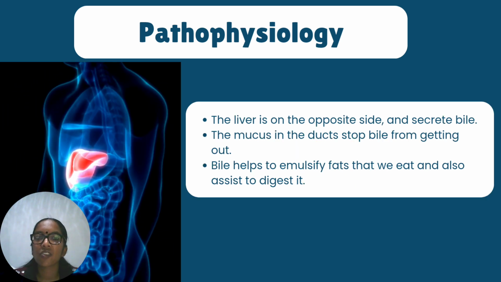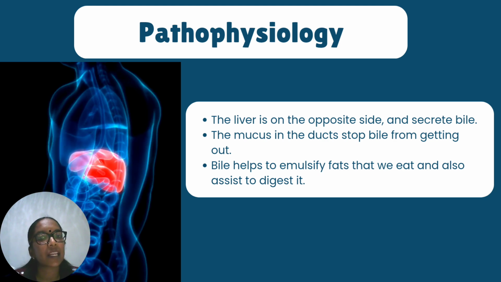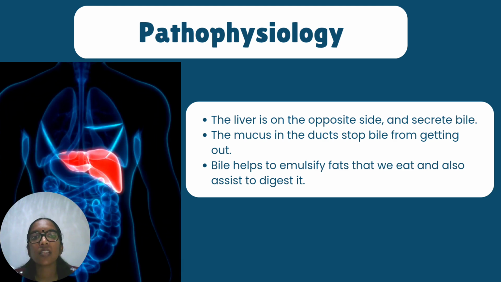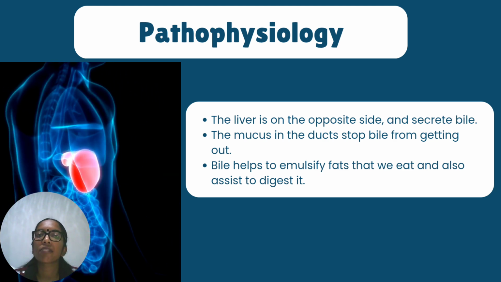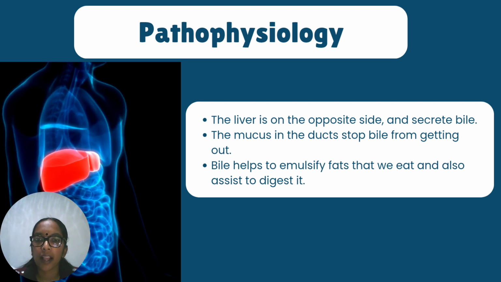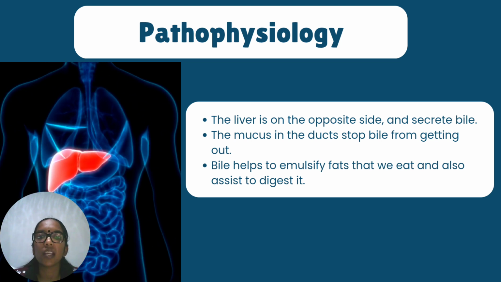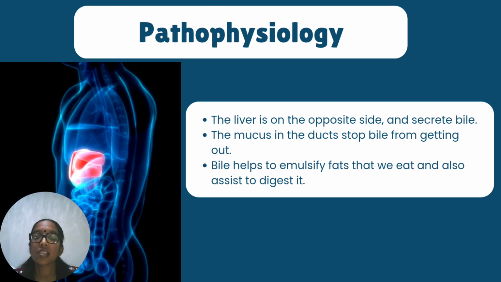The liver, which is on the opposite side, is responsible for secreting bile. The mucus in the duct stops bile from getting secreted from the liver. Bile helps us to emulsify fats that we eat and also to assist to digest those fats.